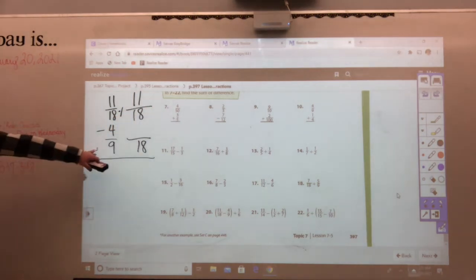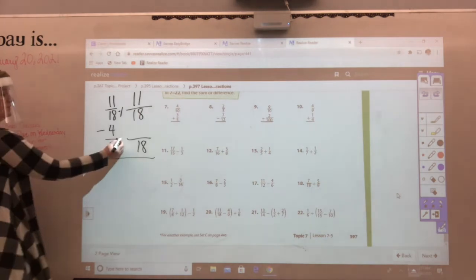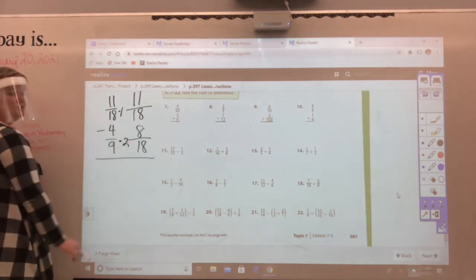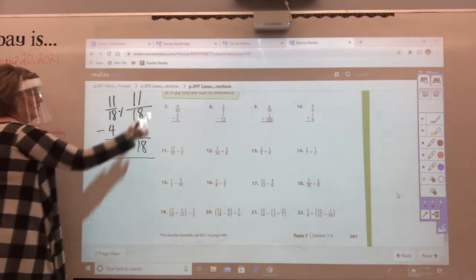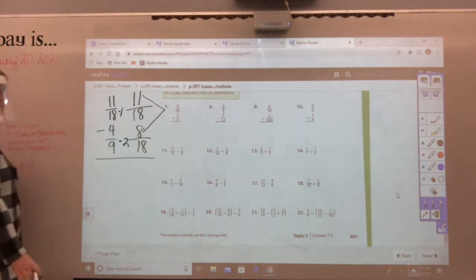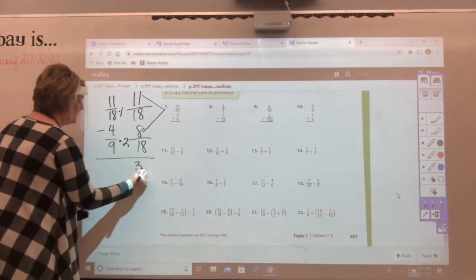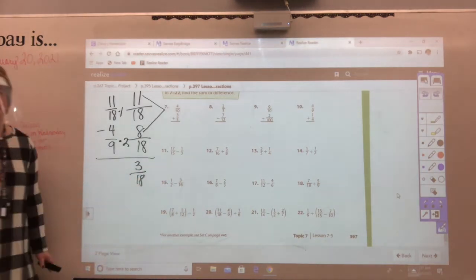Bentley, what about the bottom? How do we go from 9 to 18? Just told you. Times 2. And 4 times 2 gets you 8. Now let's only subtract the tops. And if you need to count from 8 up to 11, that's fine. 8, 9, 10, 11. What'd you get? 3 what? Okay, freeze.